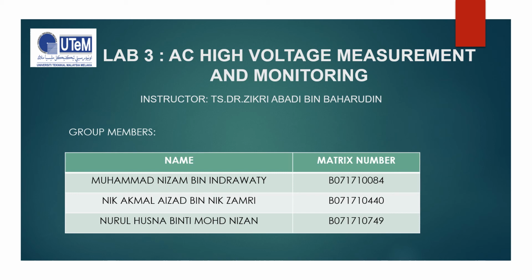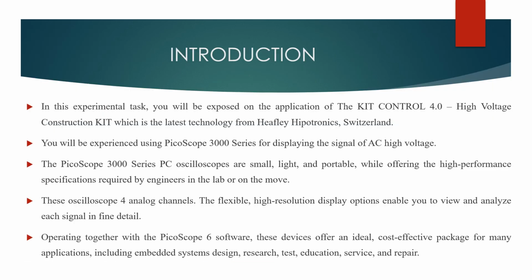We will present about Lab 3, which is AC high voltage measurement and monitoring. Introduction. In this experimental task, we will be exposed to the application of the Kit Control 4.0 High Voltage Construction Kit, which is the latest technology from Haefely Hipotronics, Switzerland. We will be experienced using the Picoscope 3000 series for displaying the signal of AC high voltage.